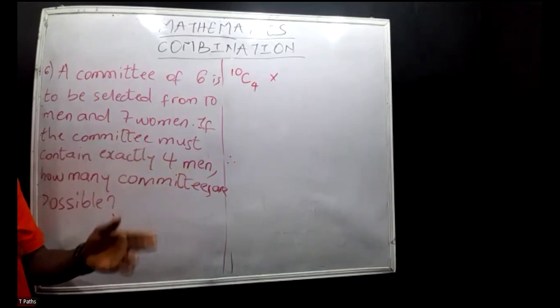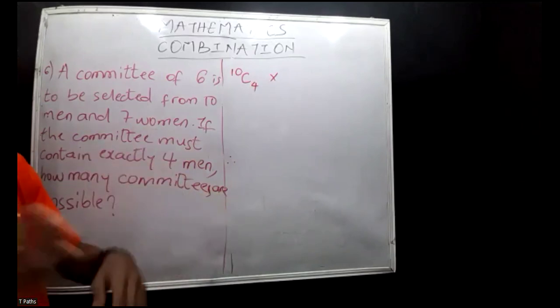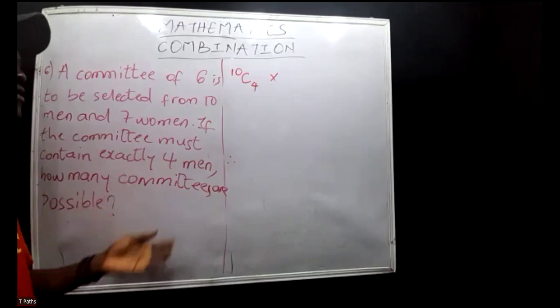In the previous question, we were told to select 2 men and 4 women. So 2 plus 4 is 6. That means the total you are still selecting is 6.